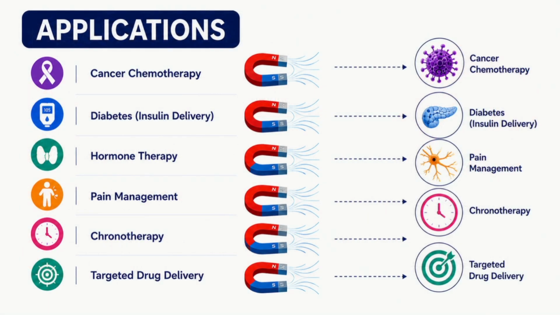So now let us see where it is used. In case of cancer therapy, the drug is released only near the tumors. It is also used in diabetes to control insulin delivery. In hormone therapy, timed hormone release is needed. In pain management, the drug is released only during severe pain. And in chronotherapy, medicines are released according to the body's biological clock. So that therapy is known as chronotherapy.